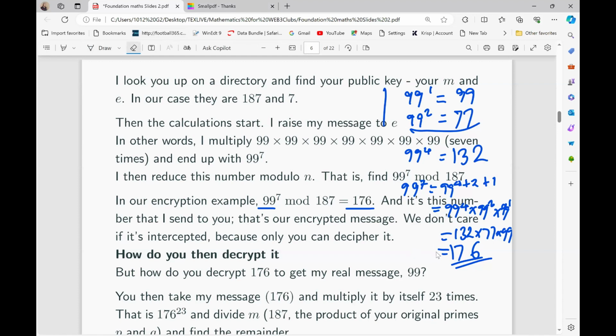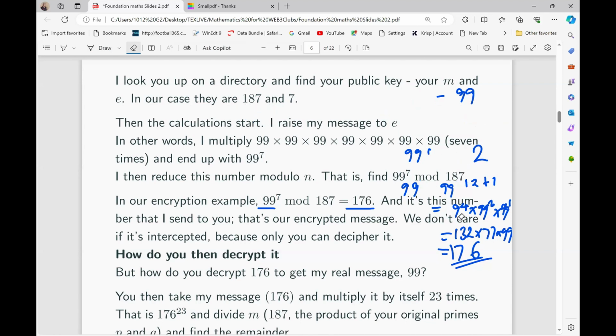So let me just erase this. Now you have my 176 message. 176, that is my encrypted message. When you get it, what do you do? You take 176 and raise it to your private key that we had calculated, D, the inverse. It was the inverse of 7.